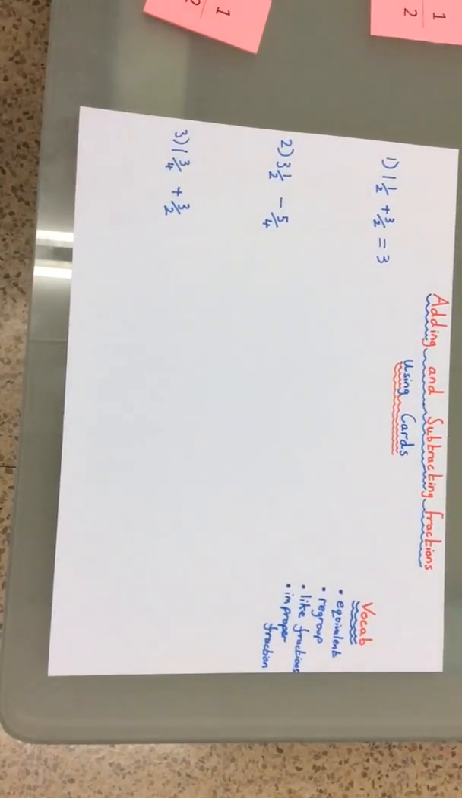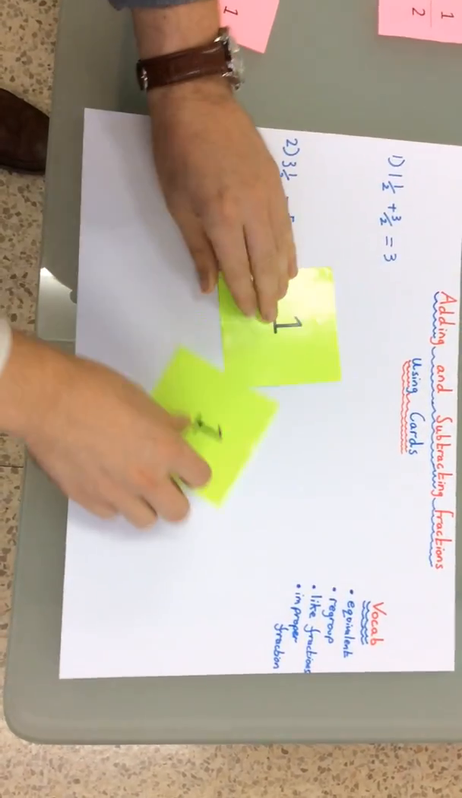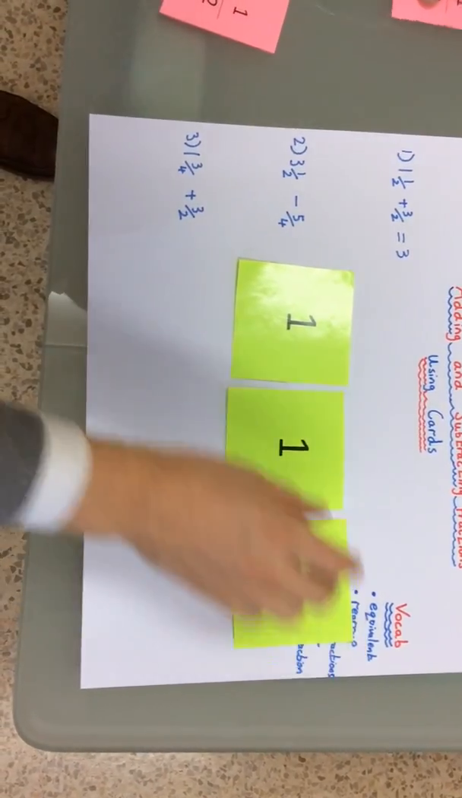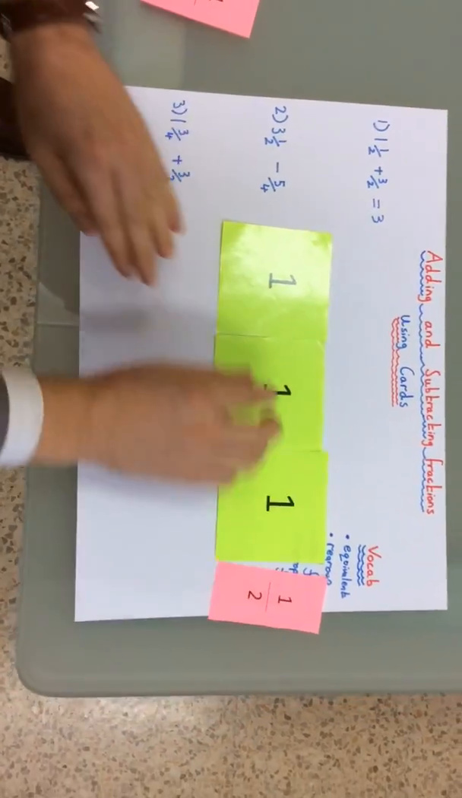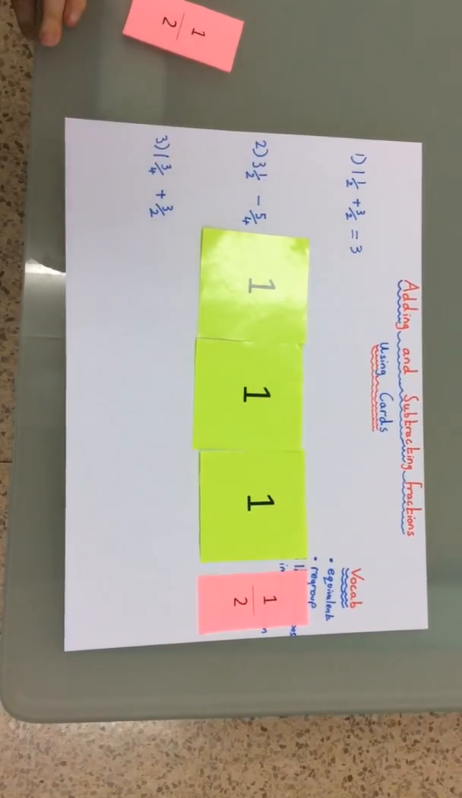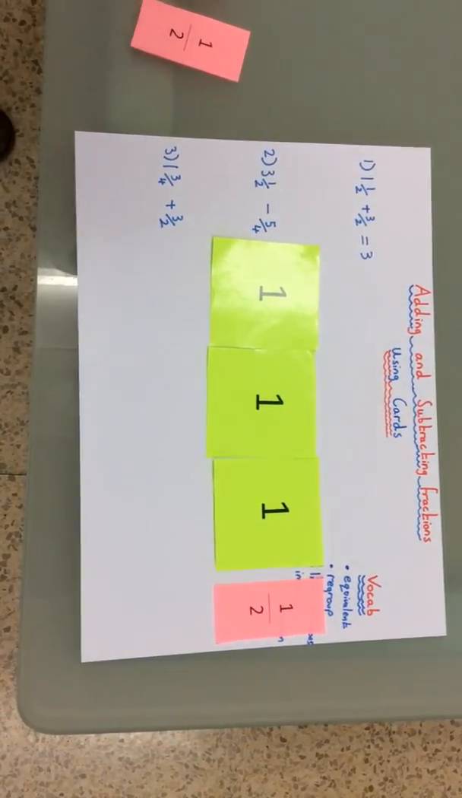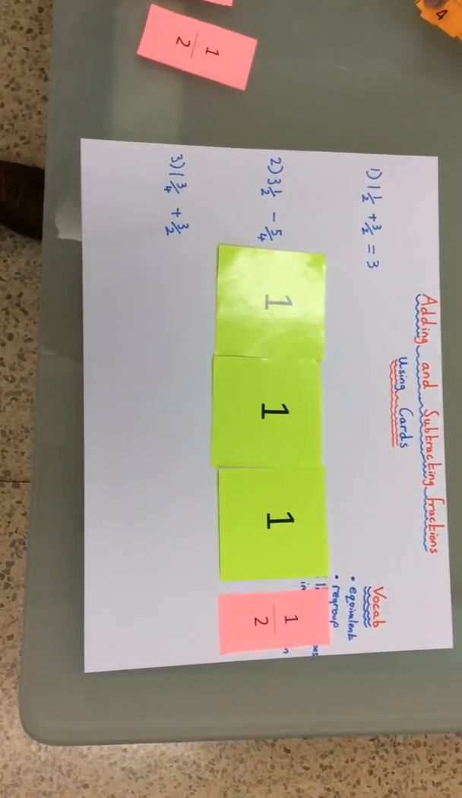Now my second question is a subtraction. In this question I have 3½ and I have to subtract 5 quarters. So I have to subtract an improper fraction. I can't do that at the moment because it's not in quarters. So what I'm going to have to do is regroup.